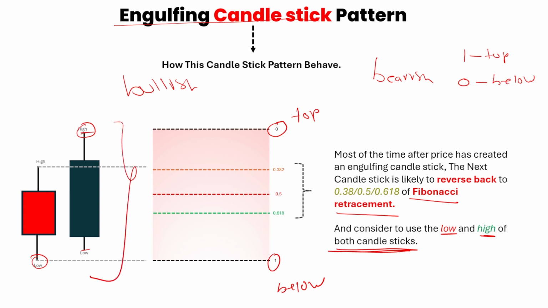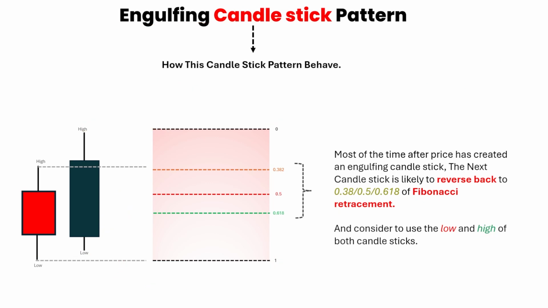So for instance, if the low was here, that means this one here will be around this area, because we will be starting to draw our Fibonacci retracement from here to this high here. You have to remember that. So that's the information that I have on the engulfing candlestick pattern.